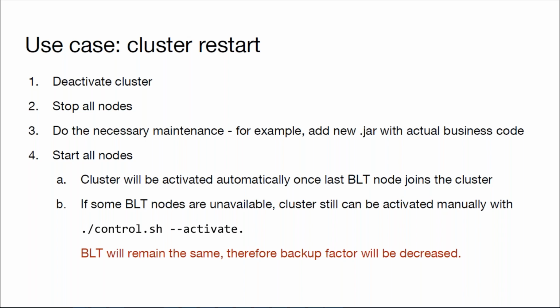And then you should just start all nodes back. The cluster, as we said, will be activated automatically when the last BLT node joins the cluster. And if some BLT nodes are unavailable for some reason, for example, you can't launch your server because it's broken, but you want to get your service up and running, you still can activate your cluster manually with control.sh --activate, but you have to remember that BLT will remain the same after this action, and therefore the backup factor will be decreased. If you understand that the missing node can't be started very soon, you have to change your baseline topology to start the rebalancing and return the backup factor to the normal state.